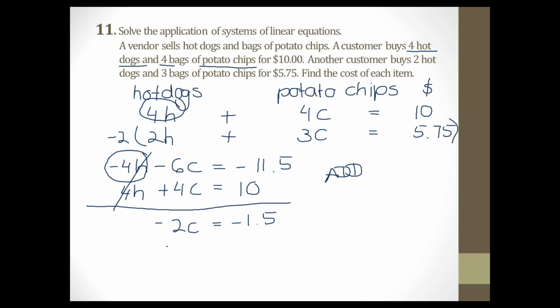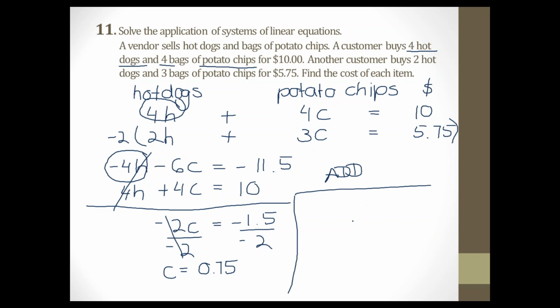Solving for C, let's divide by -2 on both sides, and I get C equals a positive 1.5 divided by 2, which equals 0.75, so 75 cents. That means C, representing the potato chips, 1 bag costs 75 cents.